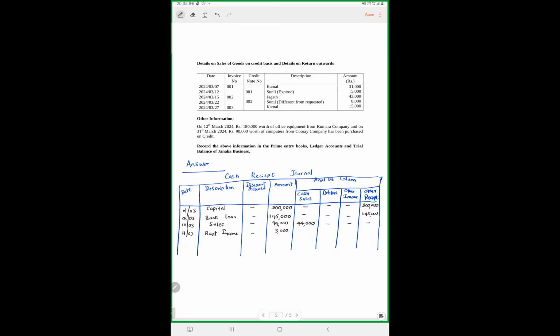So that is not the cash sales. And also that is not the debtors payment. Other, yes, this is income. 3,000 income we are receiving from the building rent out income.